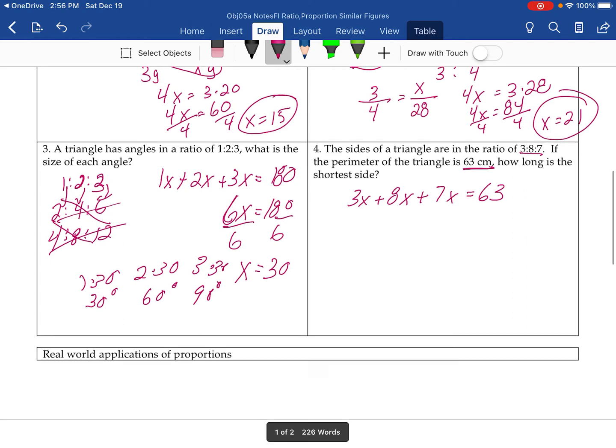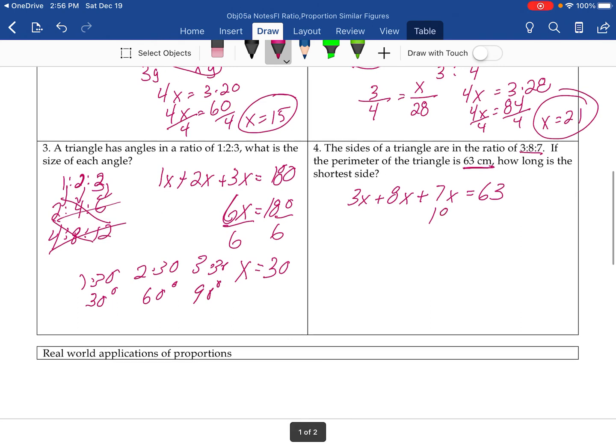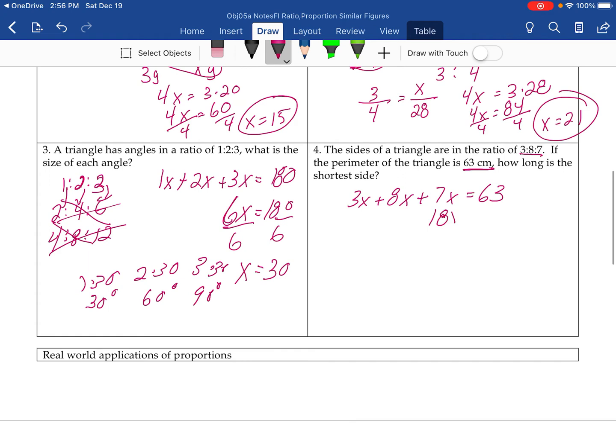Okay, so I add this up, 11 plus 7 is 18x equals 63. I divide 63 by 18, and I get 3.5. So now x in this case is 3.5.